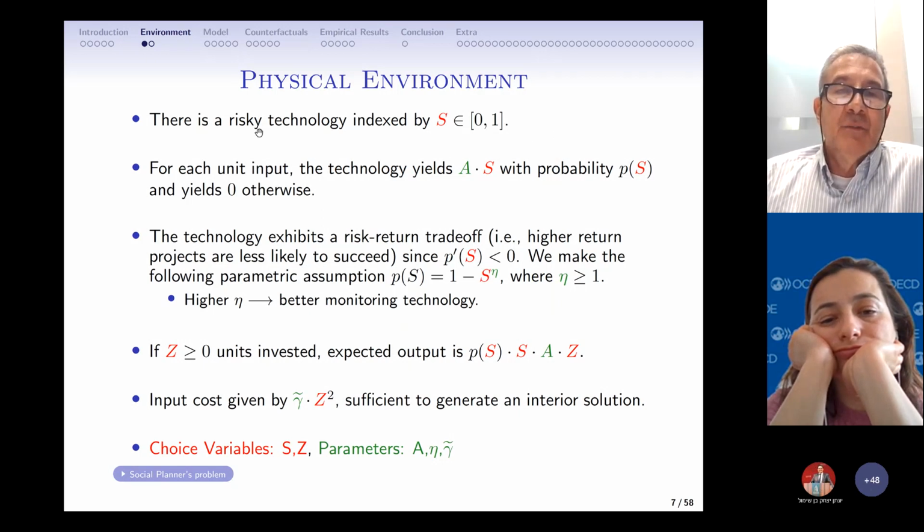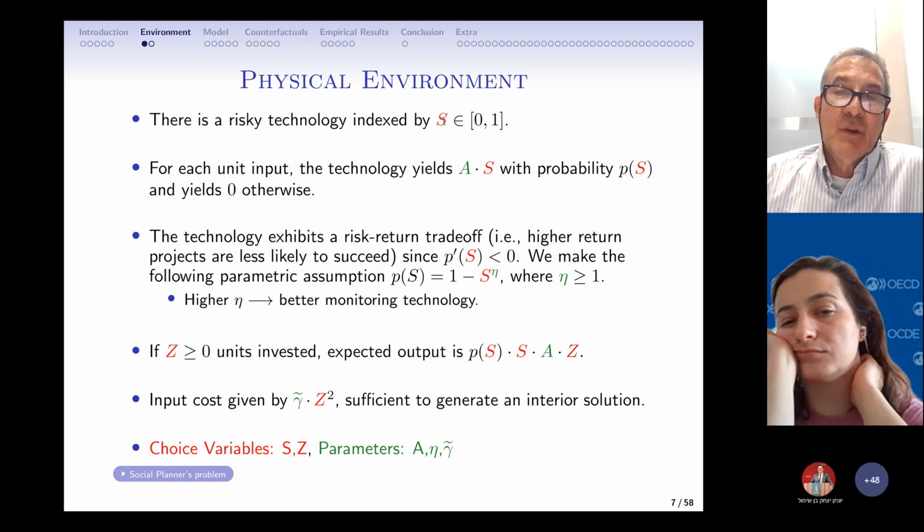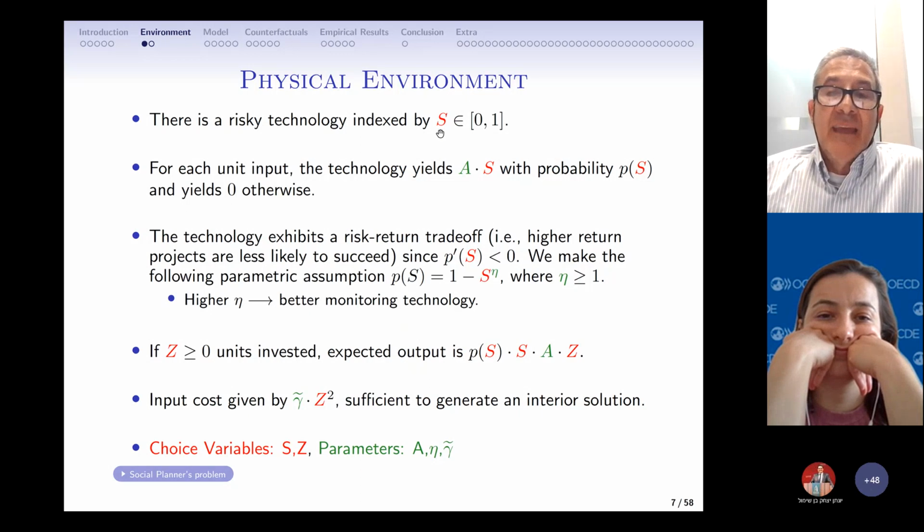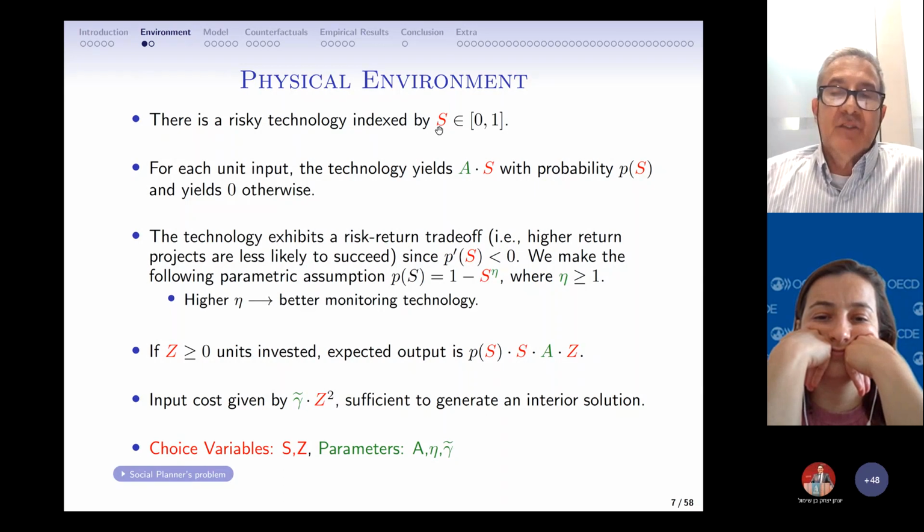So there's going to be a risky technology, and if you see certain colors, what do these colors mean? A color that's red means that this is going to be the choice of either a planner, a policymaker, or a bank manager. And the parameters in green, we'll just think of those as parameters of a model that we're going to try and take to the data.